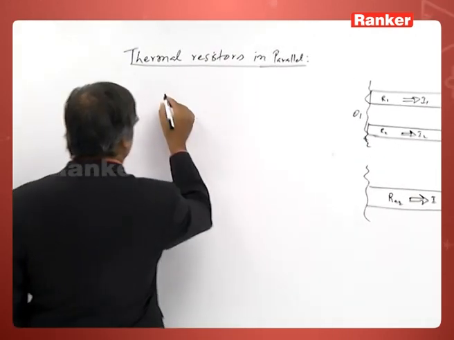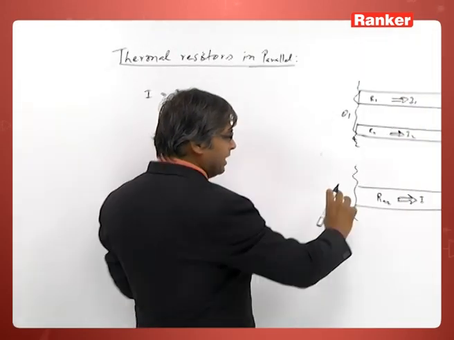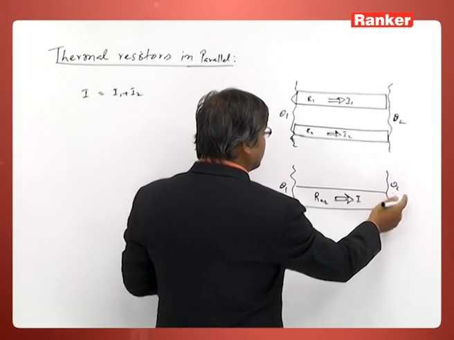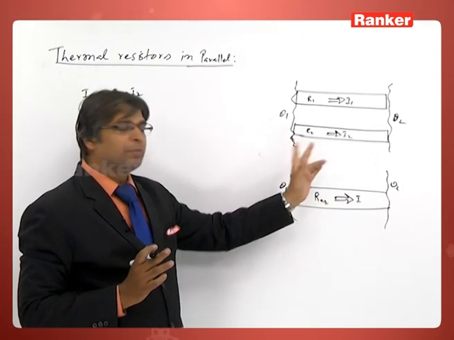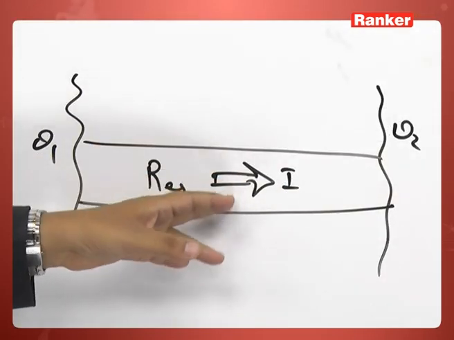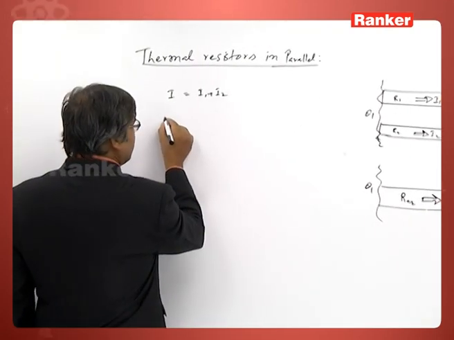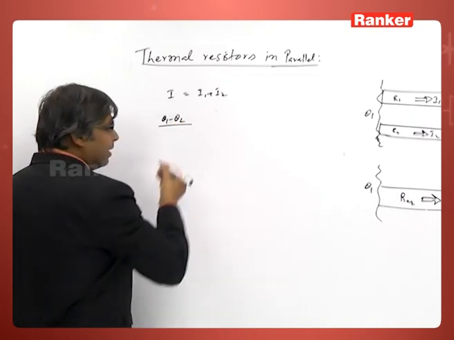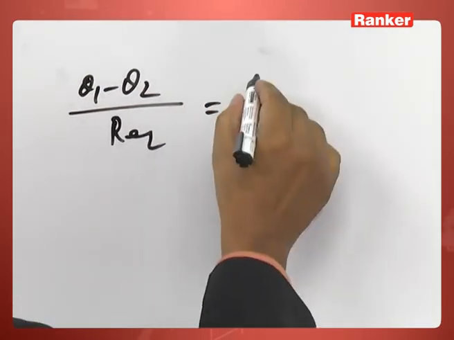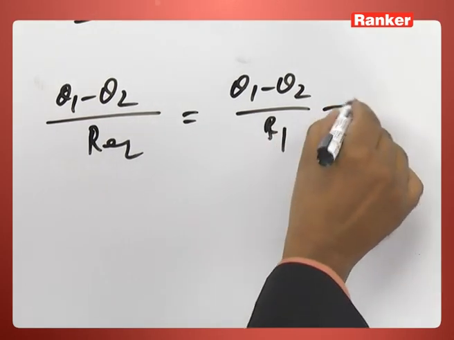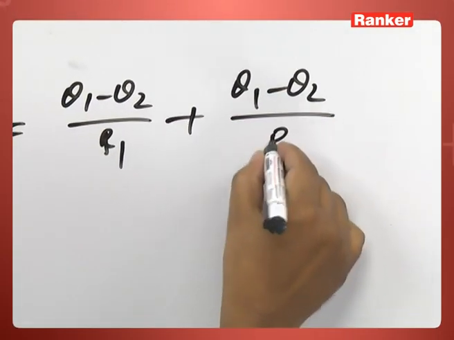So, I want I equal to I 1 plus I 2 under the same conditions, that is, these two junctions are again at theta 1 and theta 2 temperature. So, under the same temperature difference, heat must transfer current I, which is the sum of I 1 and I 2. Now, I will be equal to theta 1 minus theta 2, the temperature difference, divided by the thermal resistance. I 1 will be theta 1 minus theta 2 by its thermal resistance R 1, and the heat current I 2 is the temperature difference by R 2.